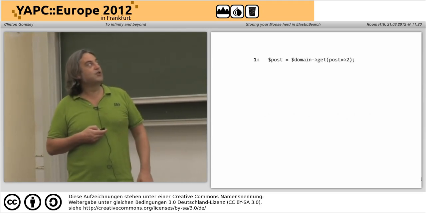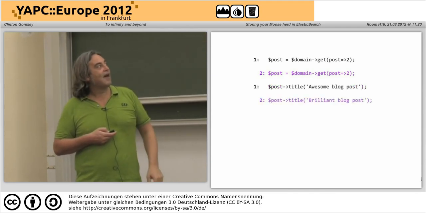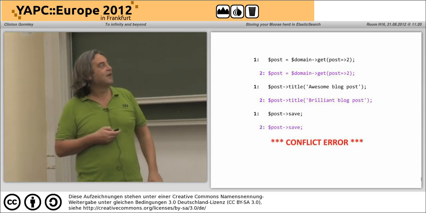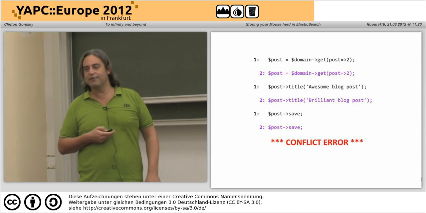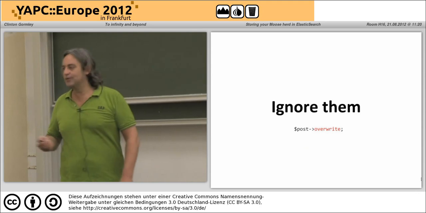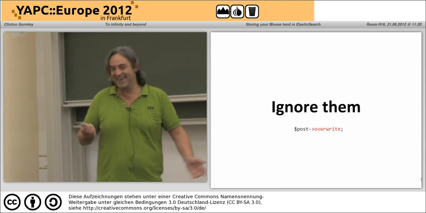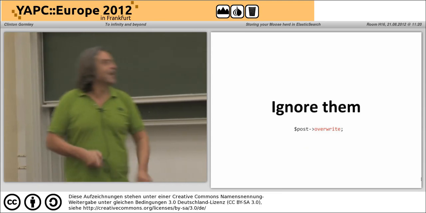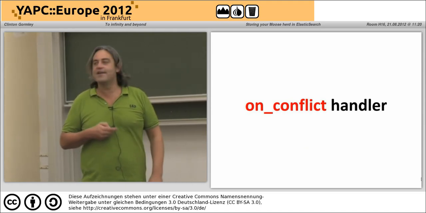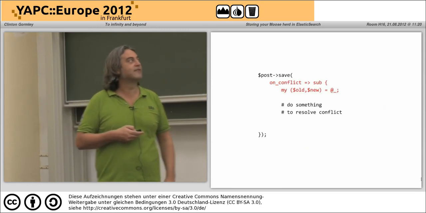So if you have two processes working in parallel, they both get the same document. They both change it. The first one saves it successfully. The second one saves it, and you get a conflict error. So we have two ways of dealing with this. The first is to ignore them. And this is what most people do today in any database. Oh, look, it's changed. Never mind. Instead of calling save, you would call overwrite. But we also provide an on-conflict handler, which allows you to do more interesting things depending on the context.